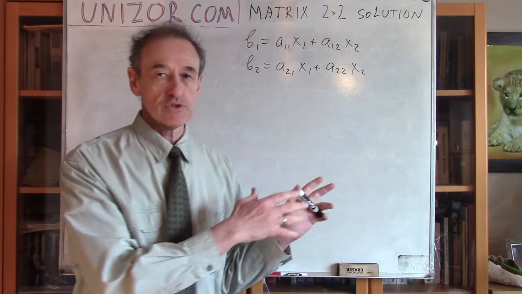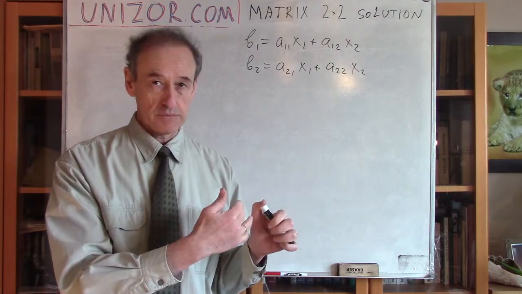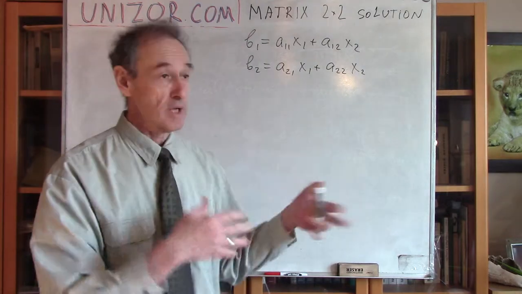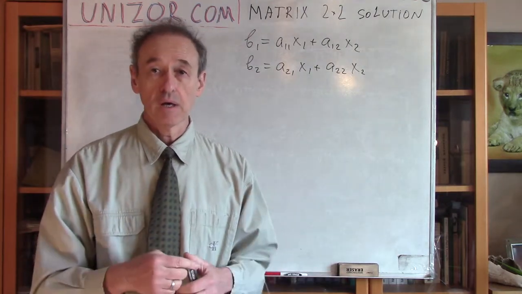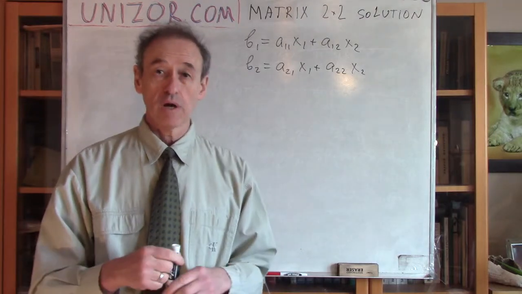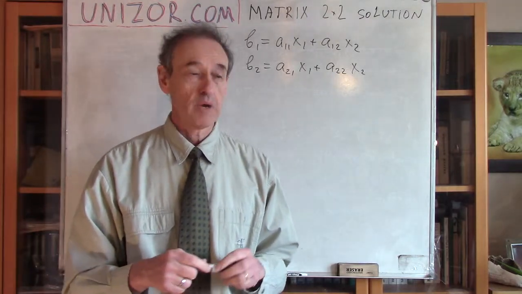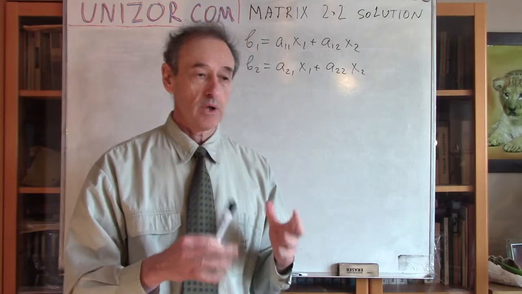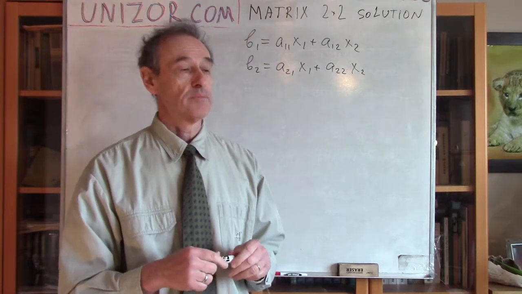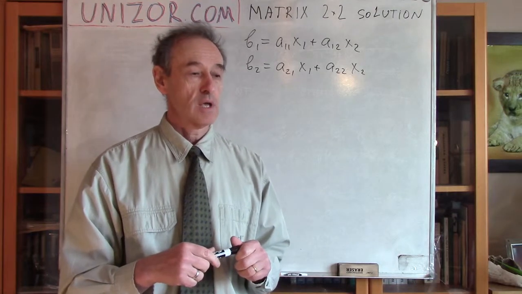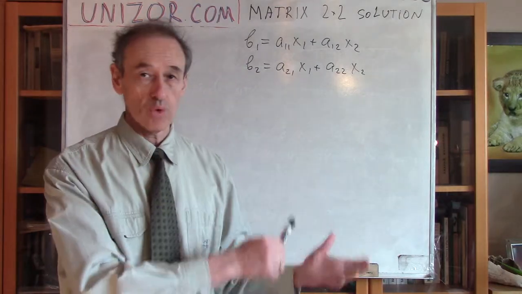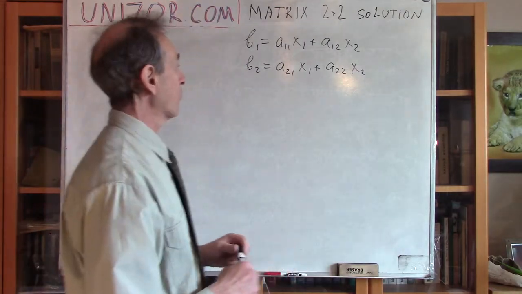I would like to approach this from the matrix perspective, because this is exactly how systems with 3, 4, 25 variables are solved. This is how computers actually solve systems of linear equations, etc. So I'm going to use the theory and terminology of matrices and the theory of determinants, matrix determinants, which we have already discussed before.